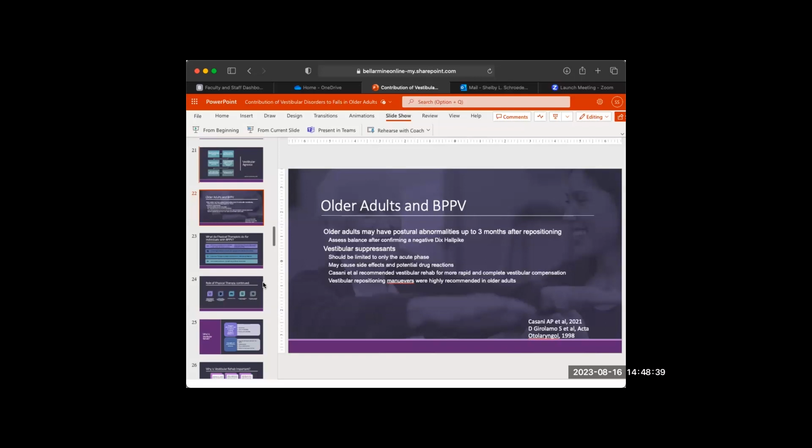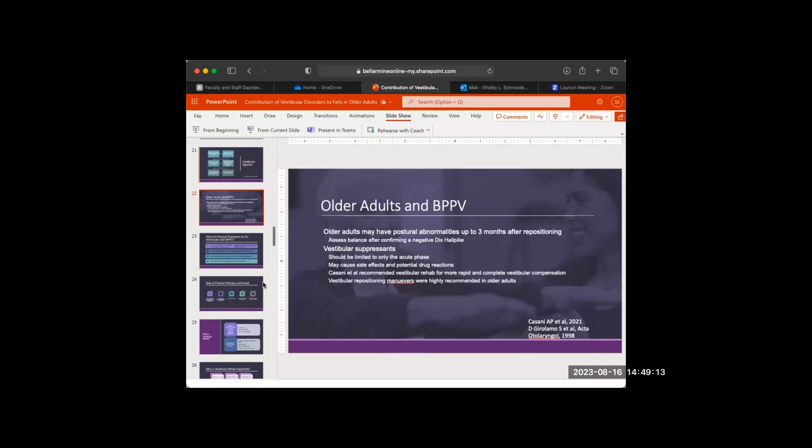So older adults may have postural abnormalities for up to 3 months after the repositioning. In a lot of younger people, if you fix this, they're 100% better, just like that. You treat them for it, 1, 2, 3 treatments, they're better, and they're out the door. They never have issues after that. Older adults, the symptoms can linger longer. So we need to assess their balance after the BPPV has resolved.